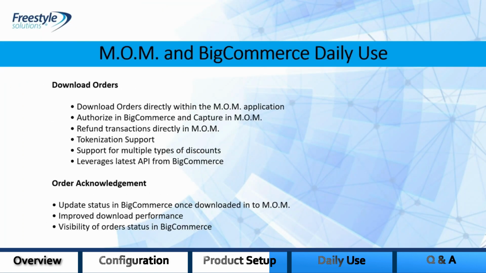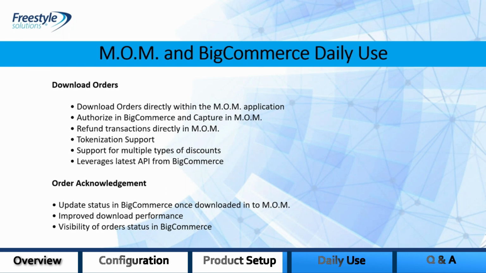Daily use and how you use this on the M.O.M side. Again, we highlighted the 2 things that we do: we download orders, we acknowledge orders. Again, going over the highlights, we're going to be able to authorize and capture in M.O.M, refund transactions, tokenization support. We support all types of discounts from BigCommerce, and again, we're leveraging the API. We're going to be able to see that in just a minute with Parag.